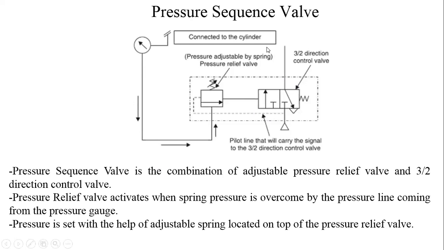Now there is only the last 1 minute remaining. We will have quick feedback on the pressure sequence valve next time at the beginning of the next session. By that time, just go through it. The meeting will end at any point of time. Let's go through the pressure sequence valve. If you have any questions, we will have a discussion on it, and I'll have a quick feedback at the beginning of the next session. Have a good day.